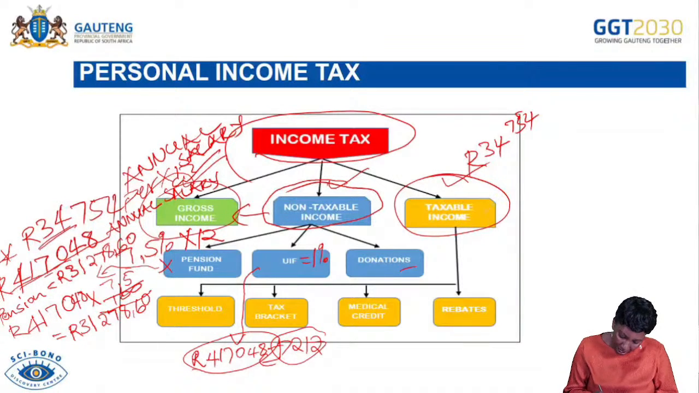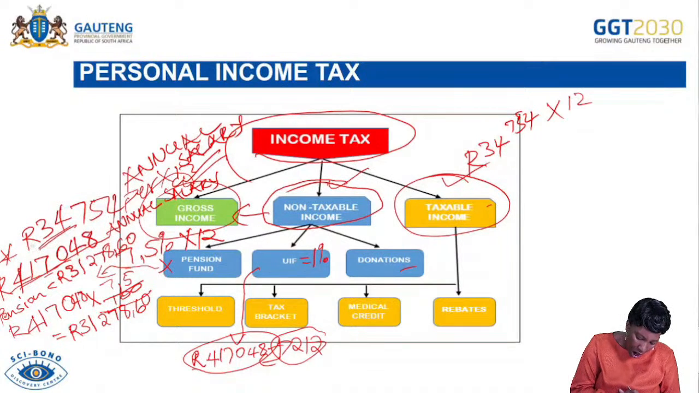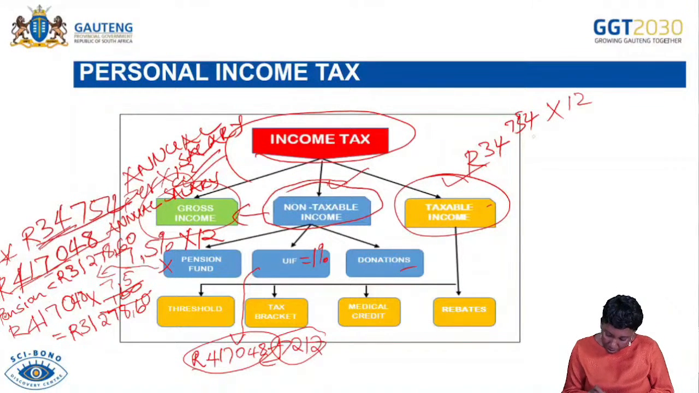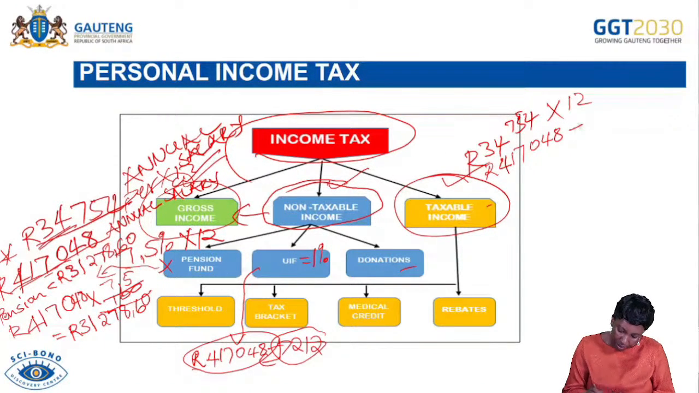So meaning for me to get my taxable income now, then it will be this one. I multiply it by 12 for me to get the taxable income out of my annual salary, which is my annual salary. It will be 34,754, and then if I multiply it by 12 annually, it will be 417,048. Now I have to subtract the pension fund.